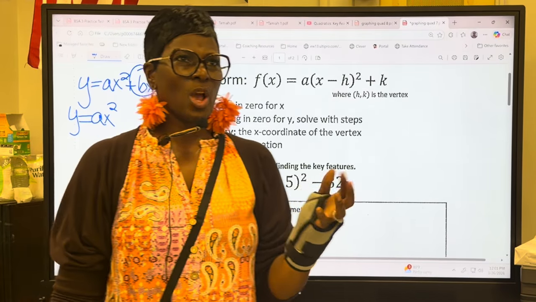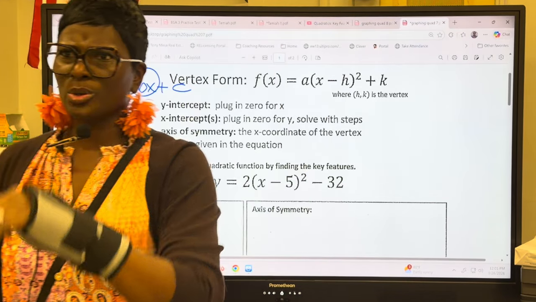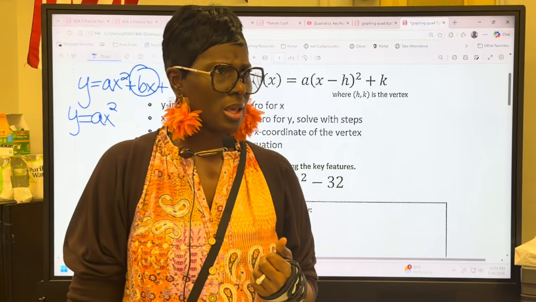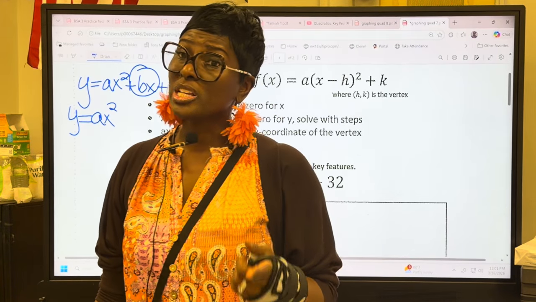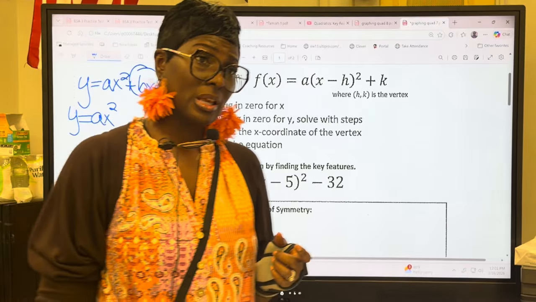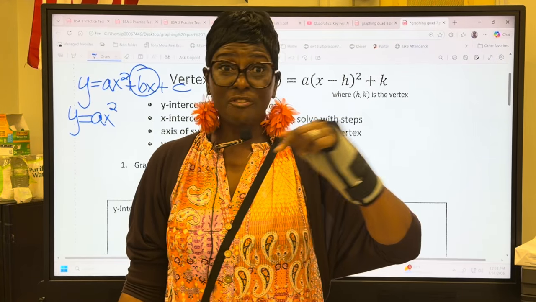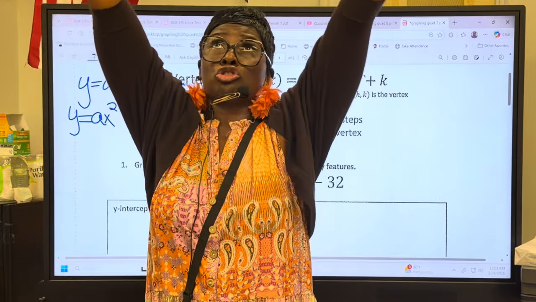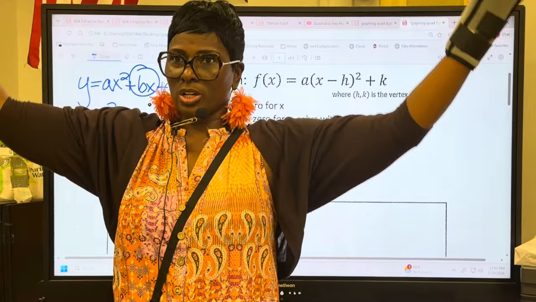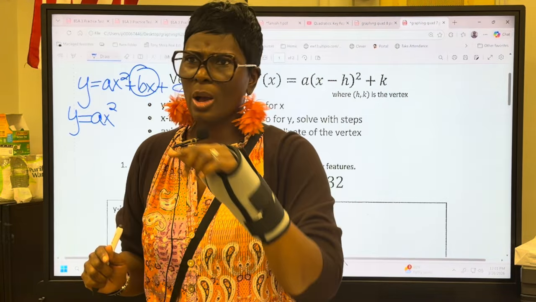Now that A, what does that A tell us? Yeah, it tells us if it opens up or opens down, but it also tells us what? What about the concavity? What does the word concavity mean? Bend. So that A also tells me if it's wide or if it's narrow, if it has a vertical stretch or if it's vertically compressed. Are y'all with me? Here's how we remember that.